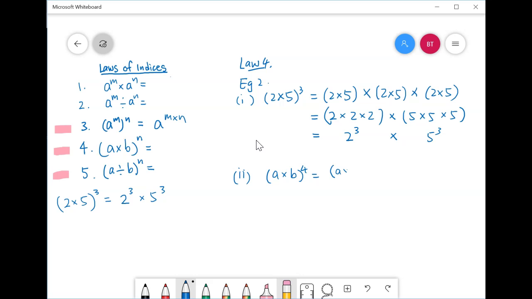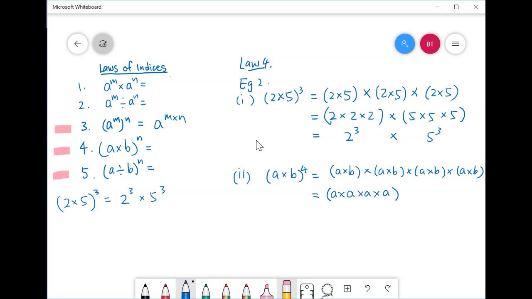Now I have a times b, a times b, a times b, and a times b, a total of 4 of them, and they all get multiplied together. Again, all the a's should go together, so I have a times a times a times a.